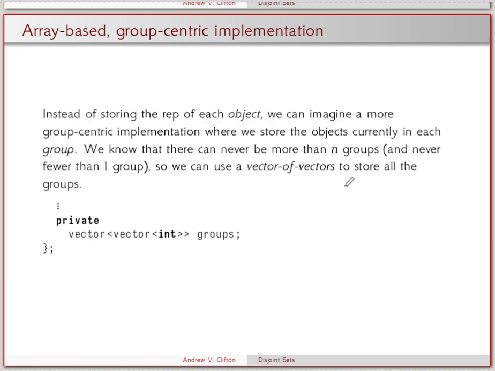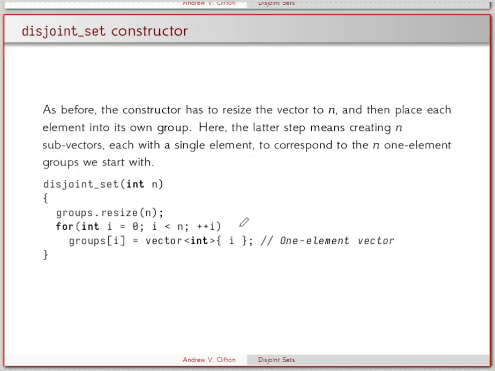Okay, so let's try another version here, right? So we're still going to base this version on an array, but now we're going to orient it around the groups. So we're going to actually store the contents of each group, like what is in this group, what is in this group here. So we're going to use a vector of vectors to store all the groups. So our constructor has to, of course, create this vector. And then we want to make all the elements be in a group by themselves. So we initialize all of the subvectors to be one element vectors.